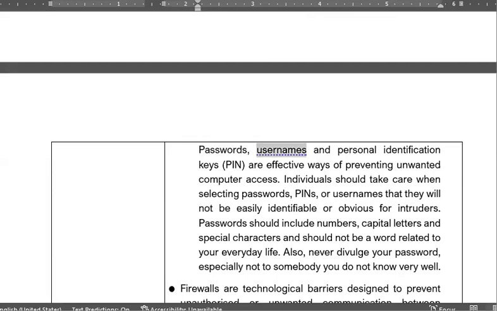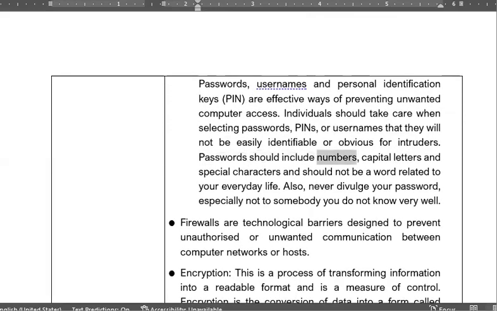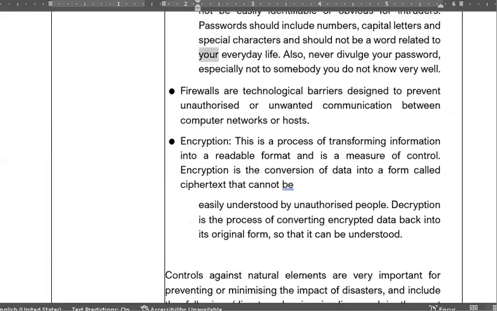Passwords, usernames and personal identification keys, PIN, are effective ways of preventing unwanted computer access. Individuals should take care when selecting passwords, PINs, or usernames so that they will not be easily identifiable or obvious for intruders. Passwords should include numbers, capital letters, and special characters and should not be a word related to your everyday life. Also, never divulge your password, especially not to somebody you do not know very well.